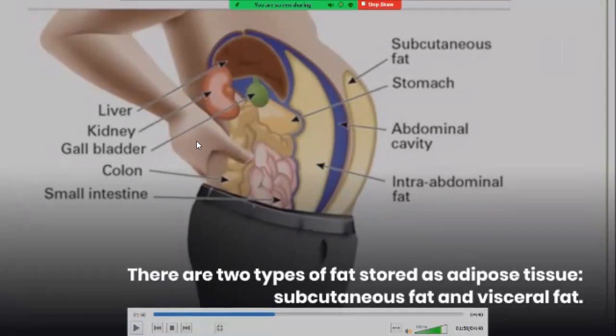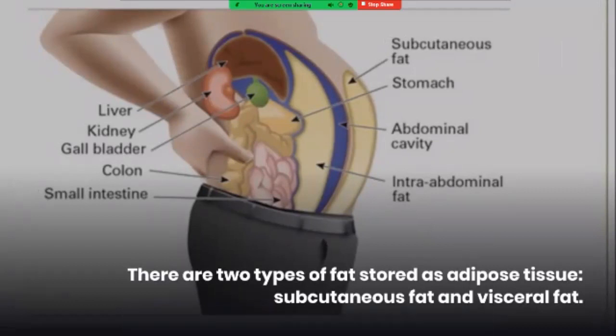There are two types of fat stored as adipose tissue. We have the subcutaneous fat and the visceral fat. The subcutaneous fat is under the skin, and the visceral fat is the one used to protect the organs. Let's go deeper.